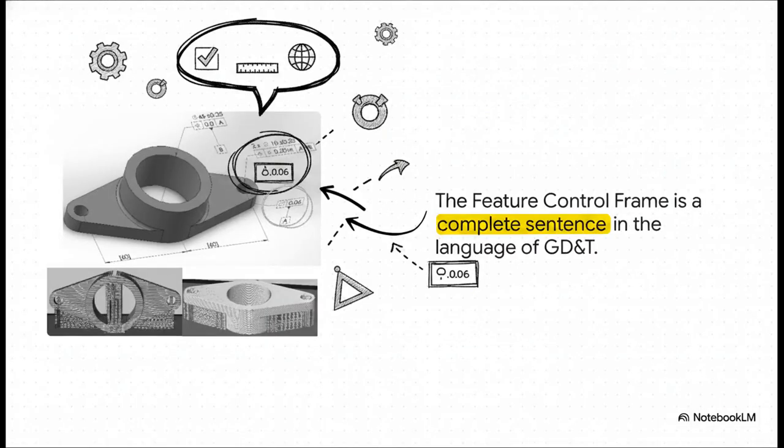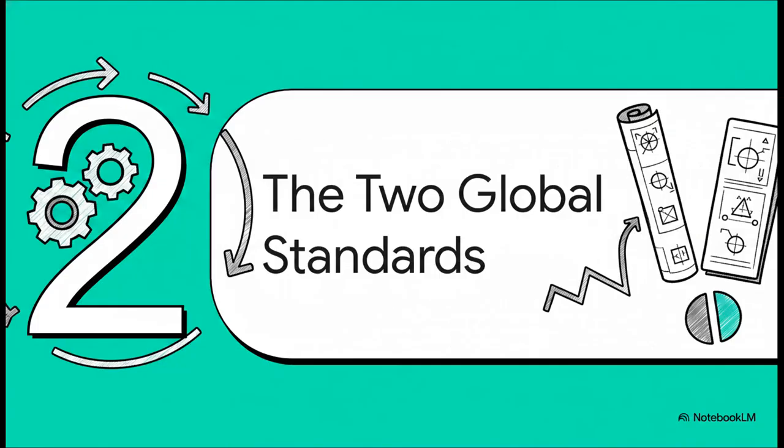Okay, so check this out. See that box with all the symbols? That's called a feature control frame. And if GD&T is a language, then this is a complete sentence. It's got everything. The verb, which is the geometric control, the tolerance value, the references. There is absolutely zero room for guesswork here. It's a direct, unambiguous instruction that anyone, anywhere, can understand. Well, I say anyone, anywhere, but there's a catch.